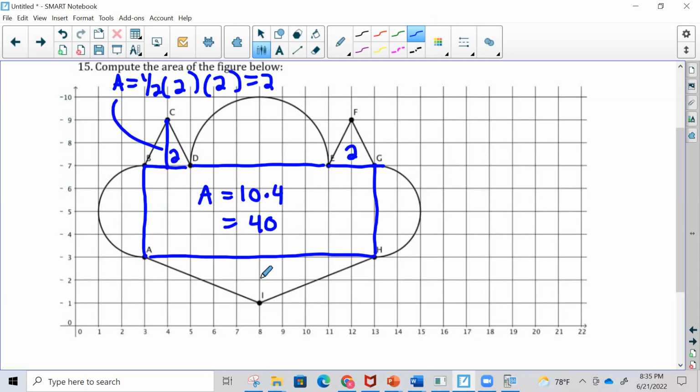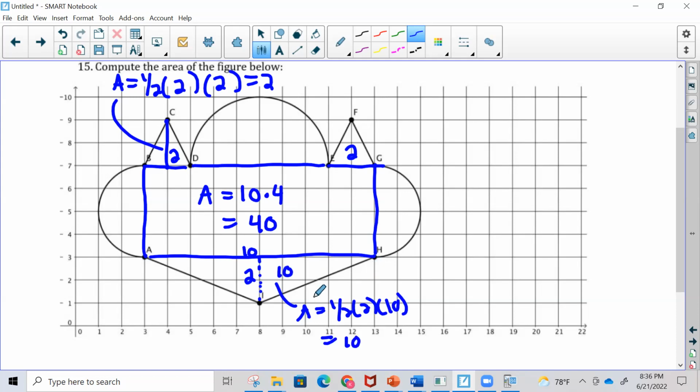Okay. So then this triangle, we do the same thing. If I draw the height in, the height goes from the base to that vertex, which is 2. The base is, we said that length is 10. And so this area would be 1/2, 2 times 10. So 1/2 times 2 is 1, and 1 times 10 is 10. So this would be 10.